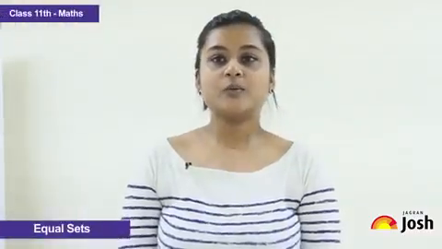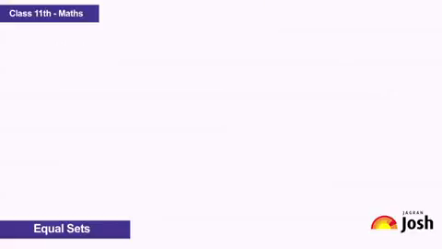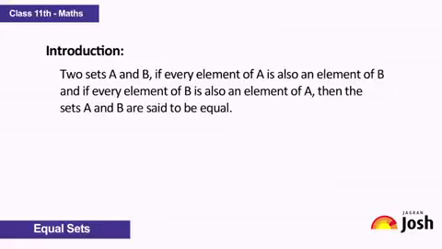In this video, we will learn about equal sets and its difference with equivalent sets. In two sets A and B, if every element of A is also an element of B, and if every element of B is also an element of A, then the sets A and B are said to be equal.